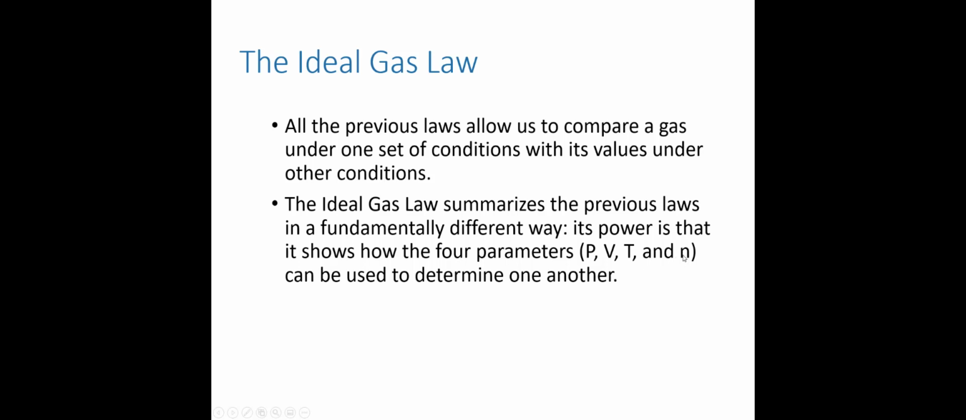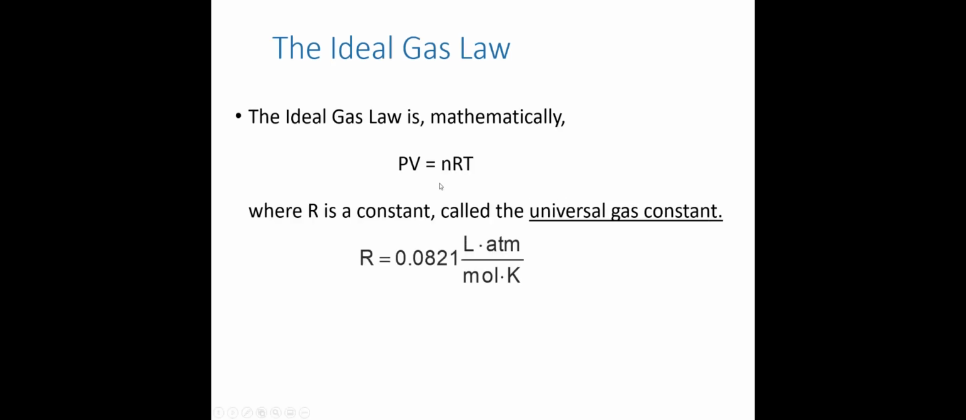And to just explain what this is going to do, it's going to allow us to say that if I know any three of these, pressure, volume, temperature, or moles, I can always find the fourth. So the equation for the ideal gas law is P times V equals N times R times T. And R is a constant, and we call that the universal gas constant.